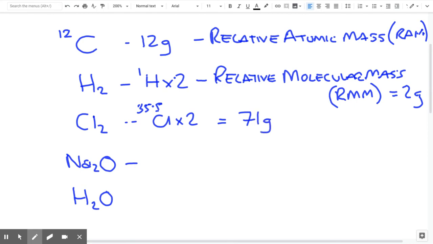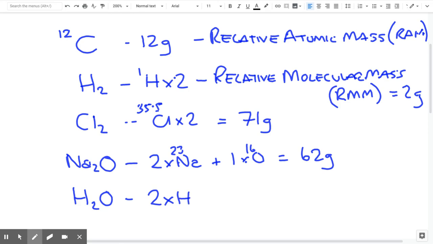Sodium oxide, 2 lots of sodium being 23 apiece. Oxygen, we'd have to add the oxygen. There's 1 oxygen being 16. So that will give us a total mass, 46 for the sodium, plus the 16 is going to give us 62 grams. And then for the final one, water, 2 hydrogens, both weighing 1 each, plus 1 oxygen, still weighing 16, and that will give us 18 grams.